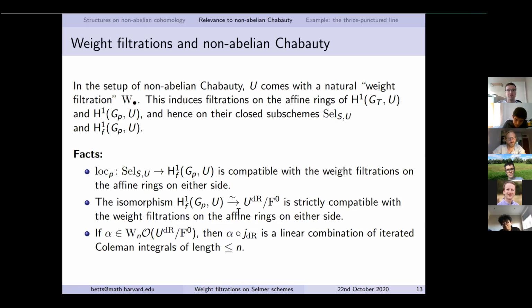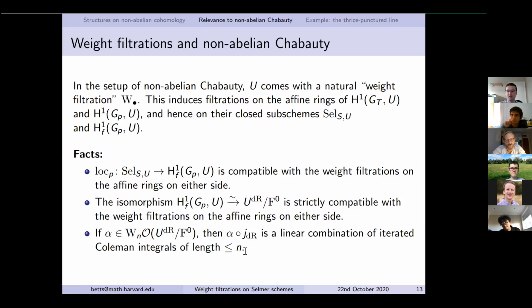And then the final assertion is that the weight filtration on the affine ring of this quotient of the de Rham fundamental group has some sort of intrinsic meaning. Namely, if I take a functional on U de Rham mod F0 which is of weight n, then when I compose this with the de Rham-Kummer map, what I get out is a linear combination of iterated Coleman integrals of length at most n.